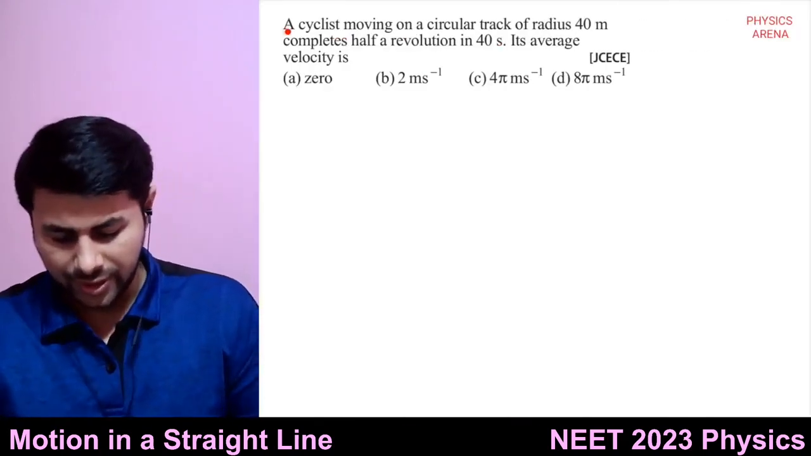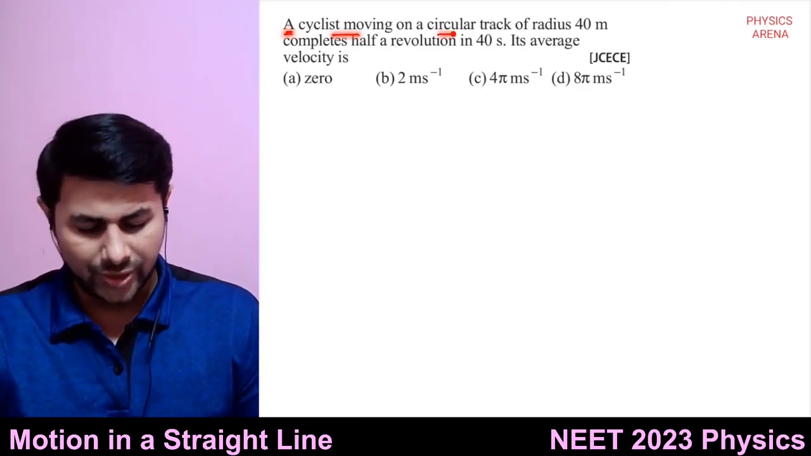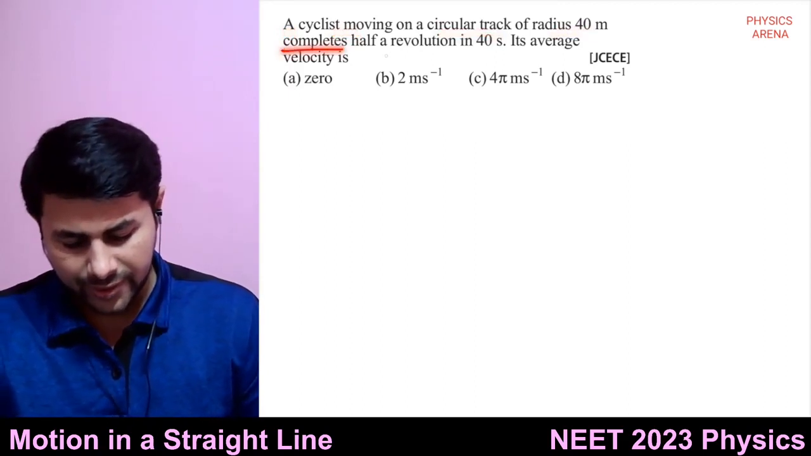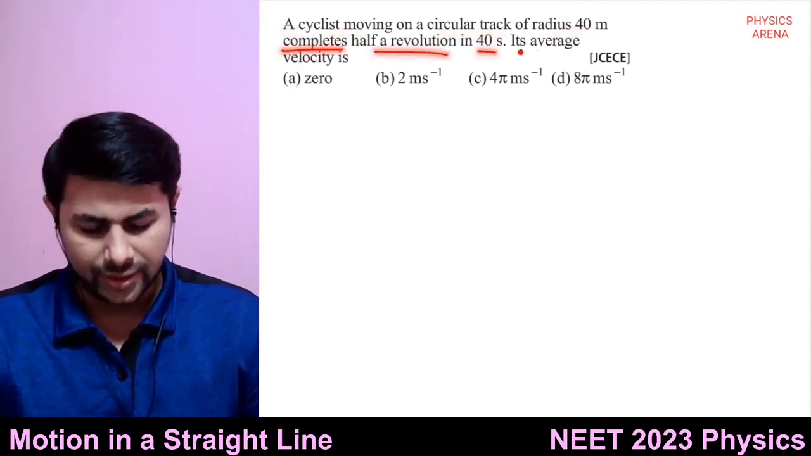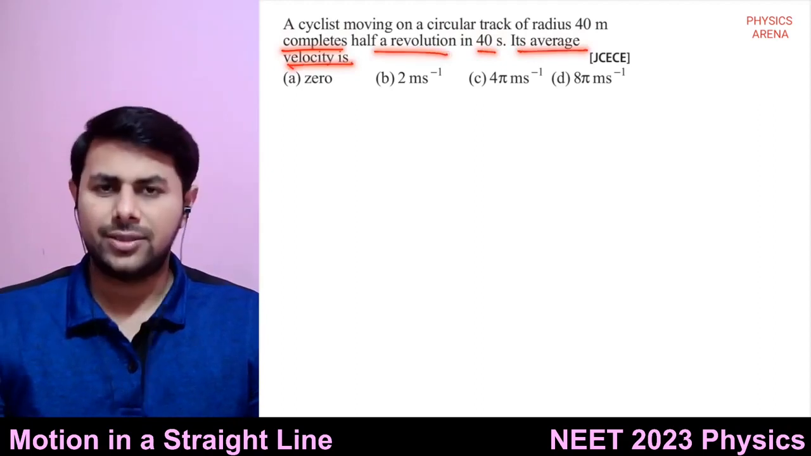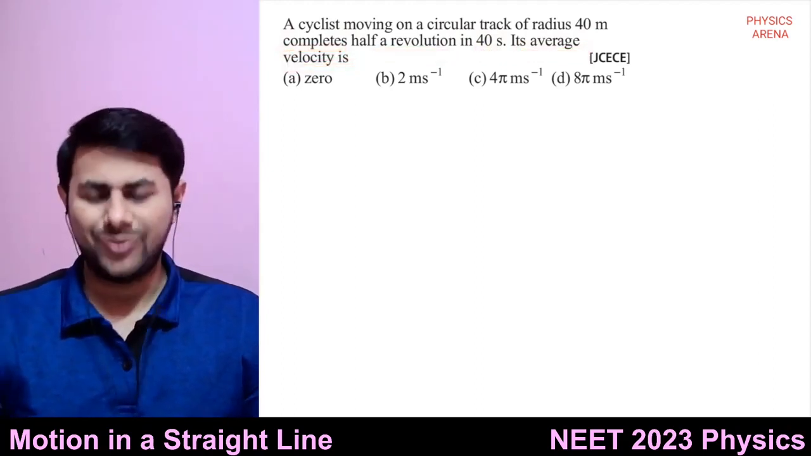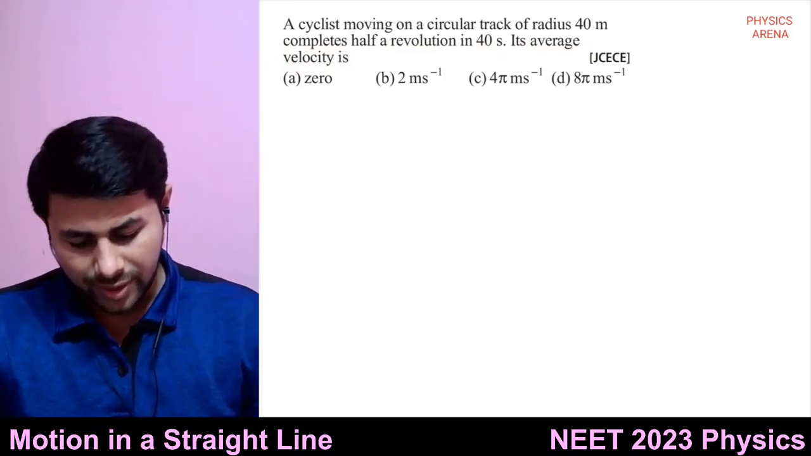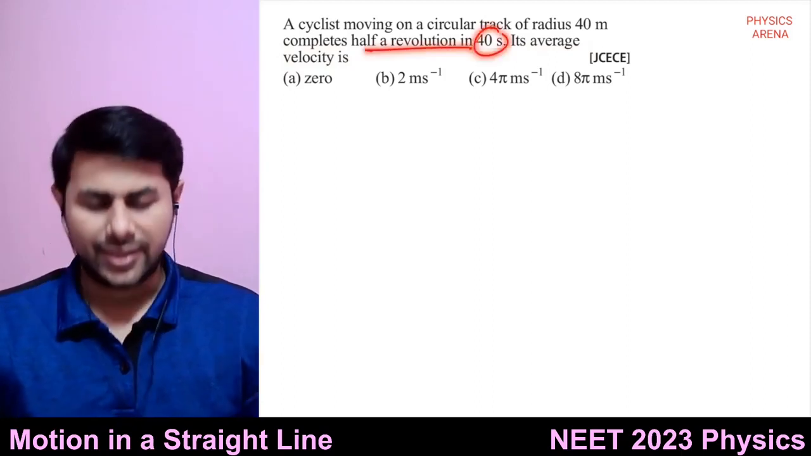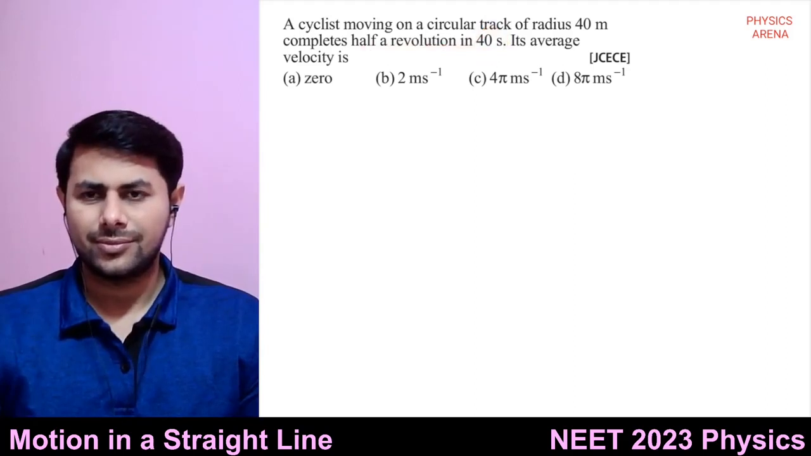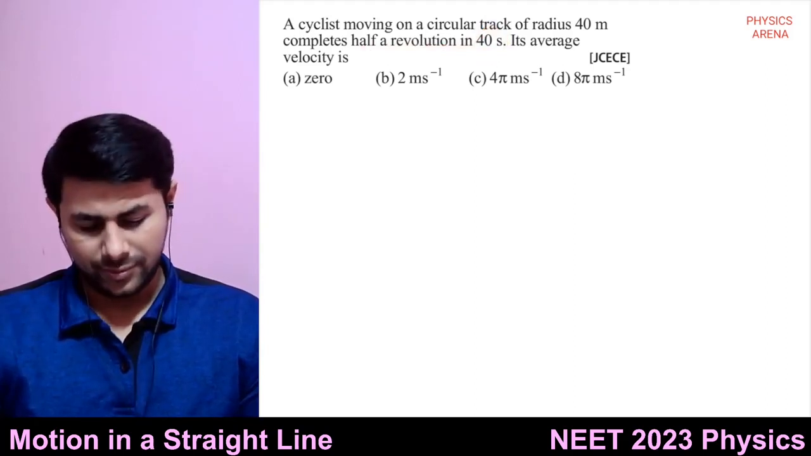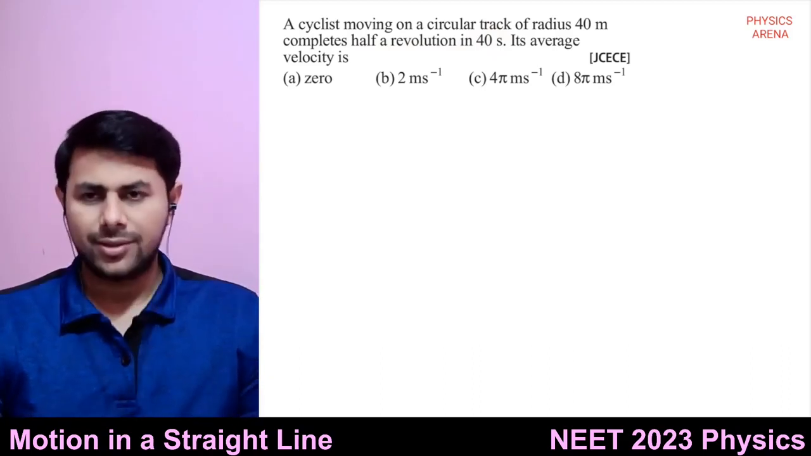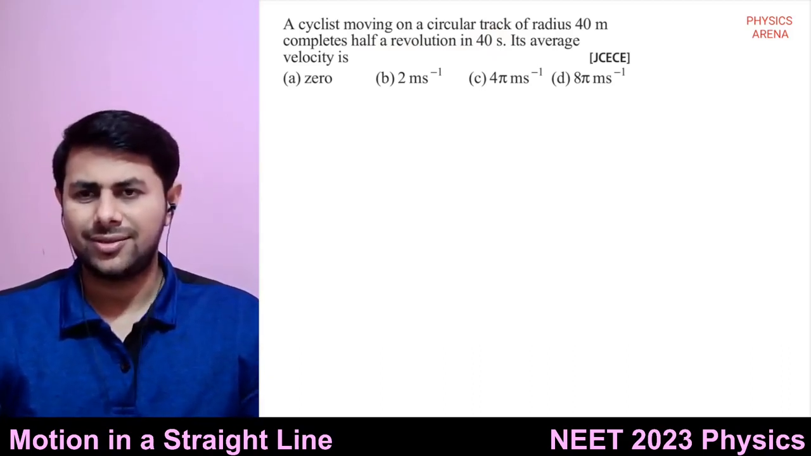So the next question is: a cyclist moving on a circular track of radius 40 meters completes half a revolution in 40 seconds. Its average velocity is? So can you tell me what would be the average velocity of a cyclist who covers half a revolution in 40 seconds? 2 meters per second. Right. Others?